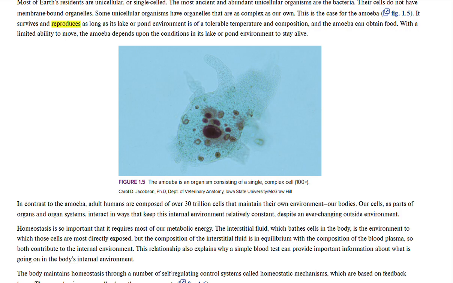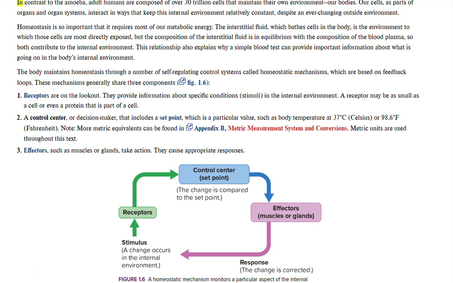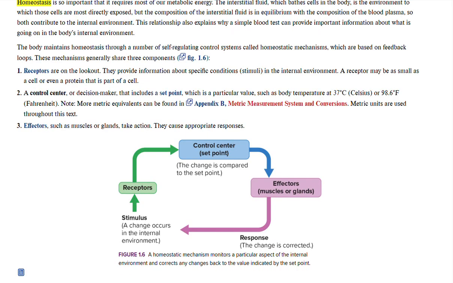It survives and reproduces as long as its lake or pond environment is of a tolerable temperature and composition, and the amoeba can obtain food. With a limited ability to move, the amoeba depends upon the conditions in its lake or pond environment to stay alive. In contrast to the amoeba, adult humans are composed of over 30 trillion cells that maintain their own environment, our bodies. Our cells, as parts of organs and organ systems, interact in ways that keep this internal environment relatively constant, despite an ever-changing outside environment. Homeostasis is so important that it requires most of our metabolic energy.